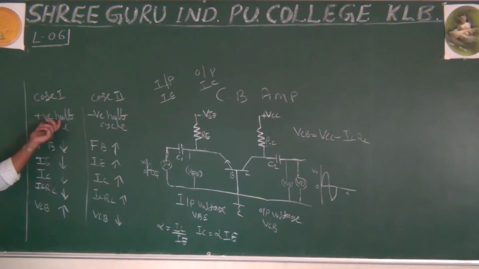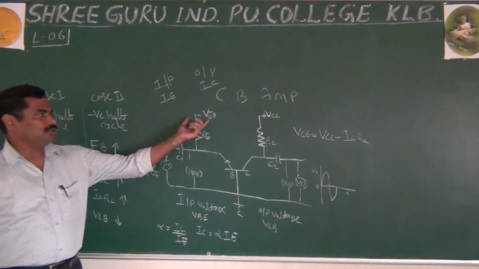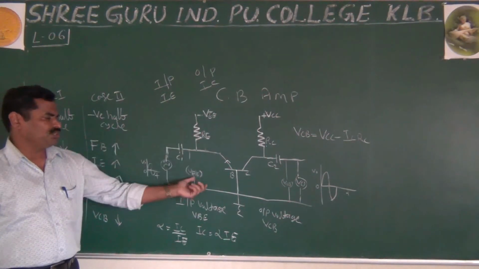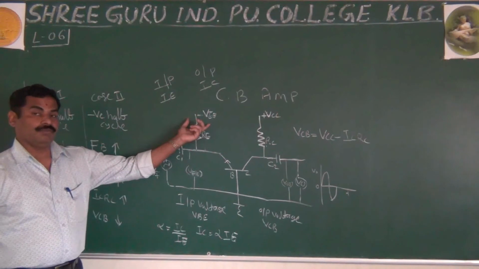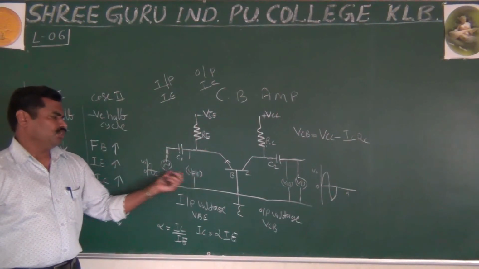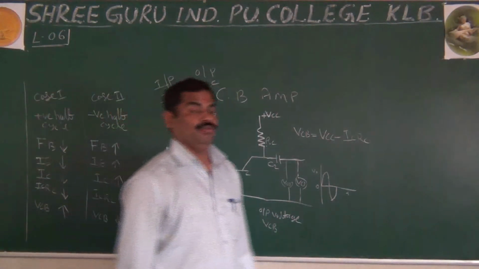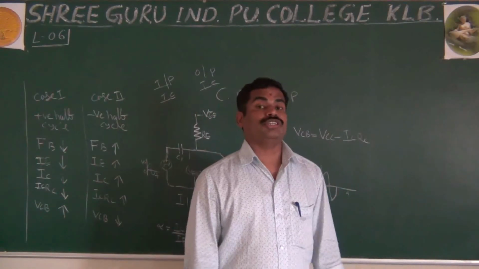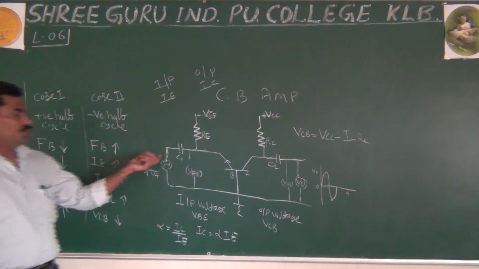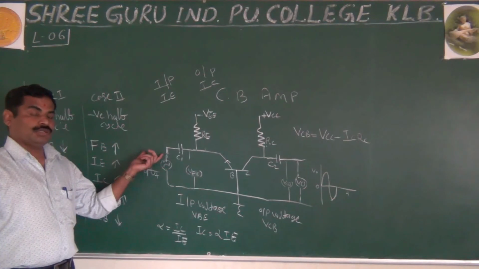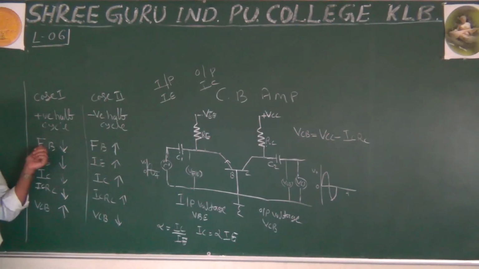Look here, consider the positive half cycle. In this positive half cycle, what happens? Your VEE is negative. It means our input voltage will oppose this VEE, because of the negative value of VEE, and that makes the forward bias decrease. Why does the forward bias decrease? Because you are applying the positive half cycle. That positive voltage will oppose the negative voltage. That's why the forward bias decreases.